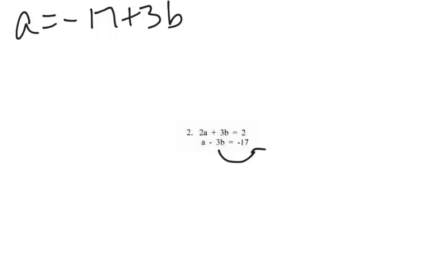Okay, on this one, it's pretty easy to tell which one you want to get by itself. The second equation has an a. That is the only thing that does not have a coefficient. So you want to take this and you want to move your 3b. So you get a is equal to negative 17 plus 3b. Okay? We had to change it to addition when we crossed the equal sign. You're going to take this to the other equation and put it where the a was. So it's going to go right there.